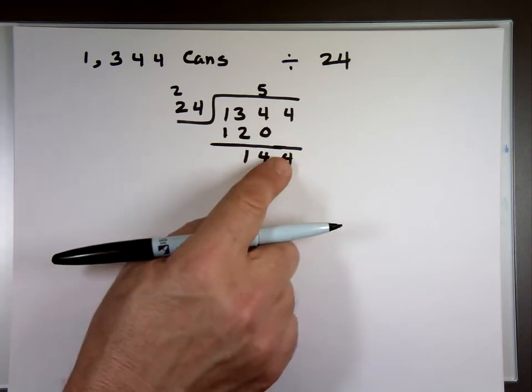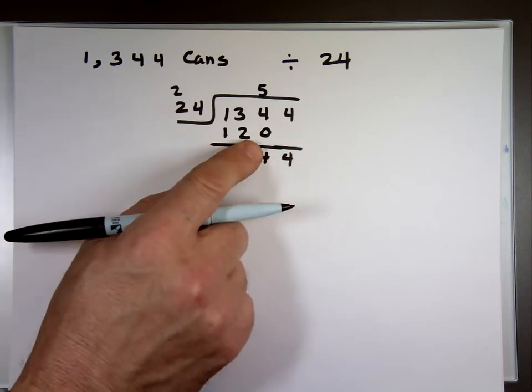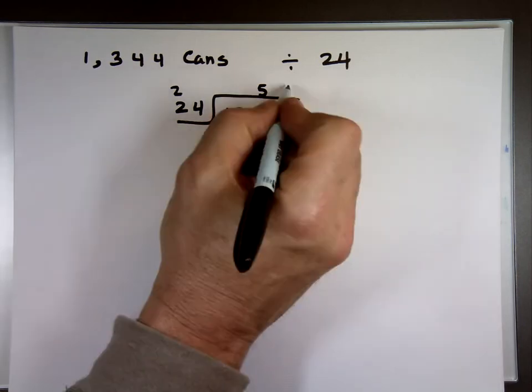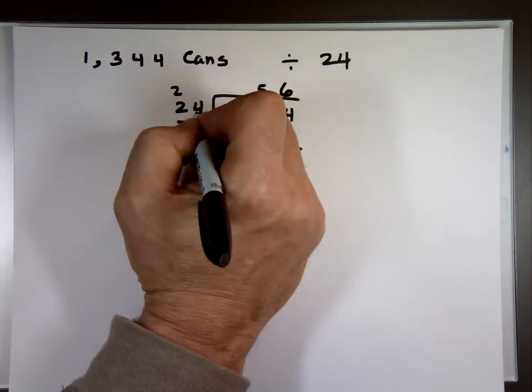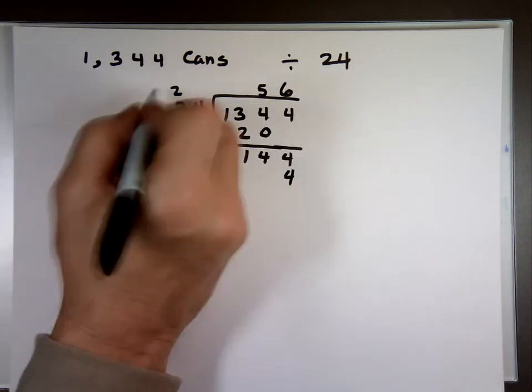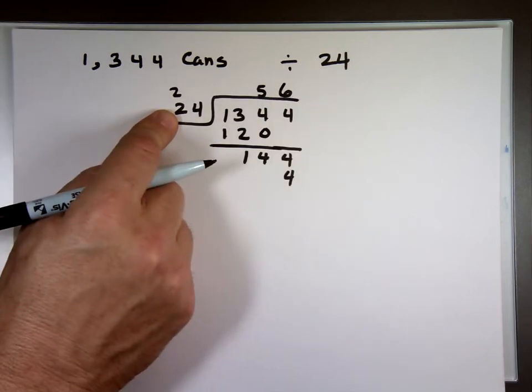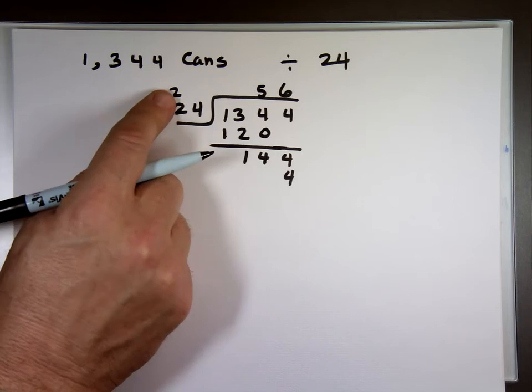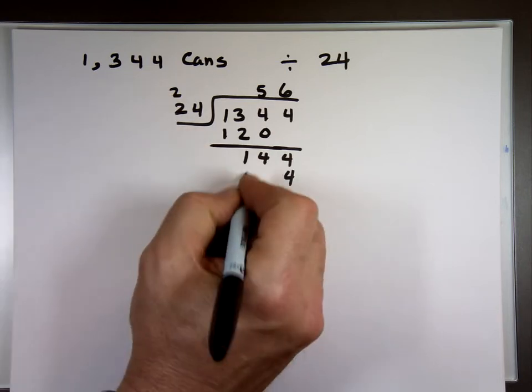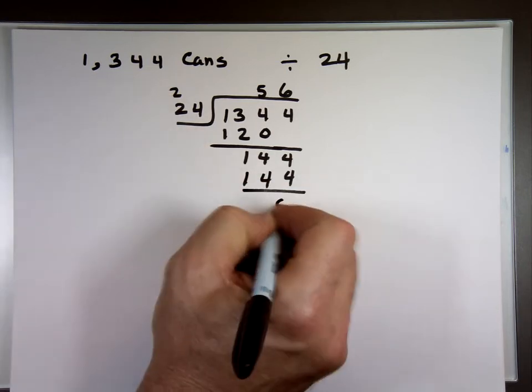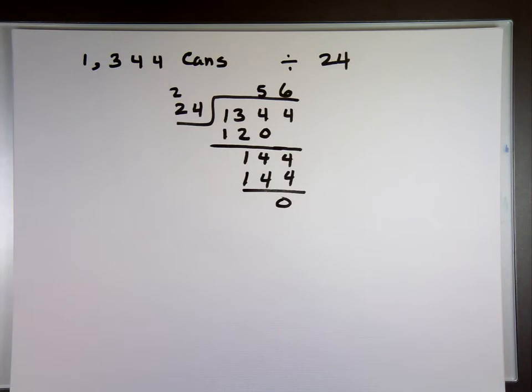What is 144 by 24? I know it's more than 5. Let's try 6. 6 times 4 is 24. 4 carry 2. 6 times 2, which is what? 12. 12 and 2. So I will need 56 boxes to hold all these cans or bottles. Each one's going to have 24 cans in them.